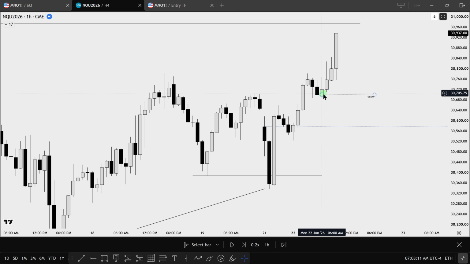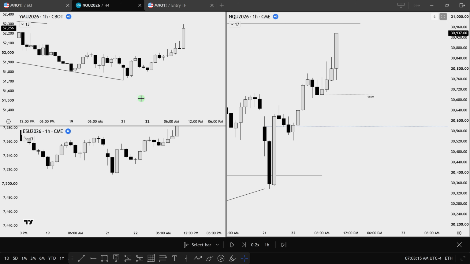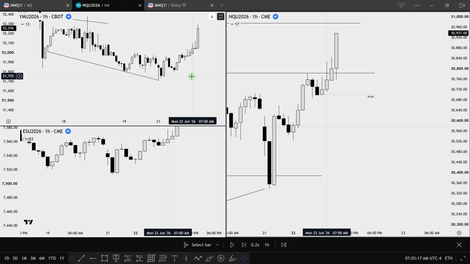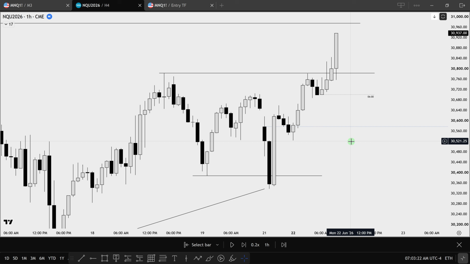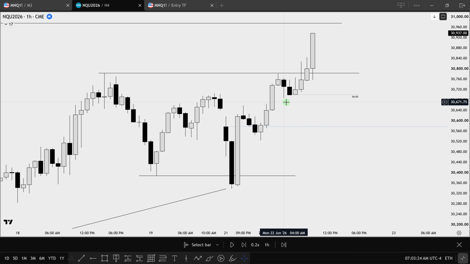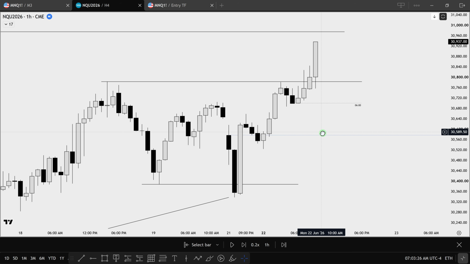Now the 6 a.m. opens here. It does not have any wick. Let's see the other assets. Okay, we do not have any kind of SMT at this area, right? And that is fine.